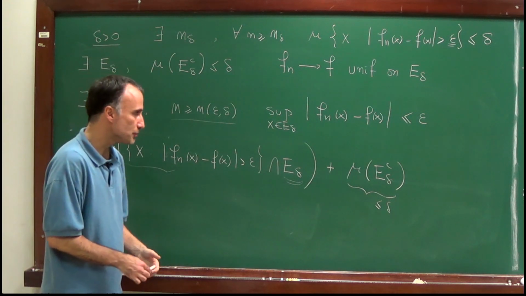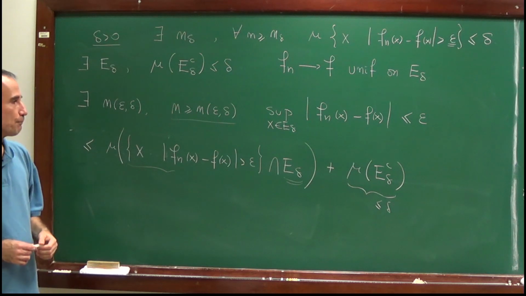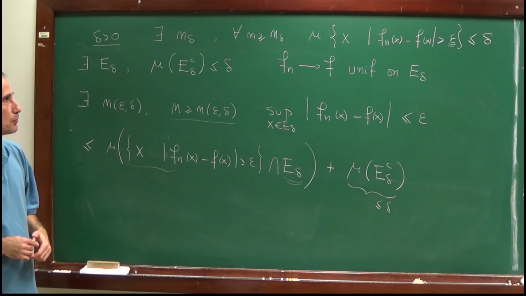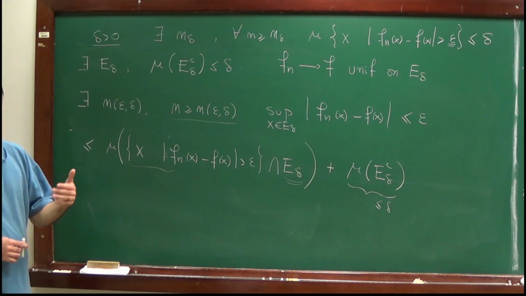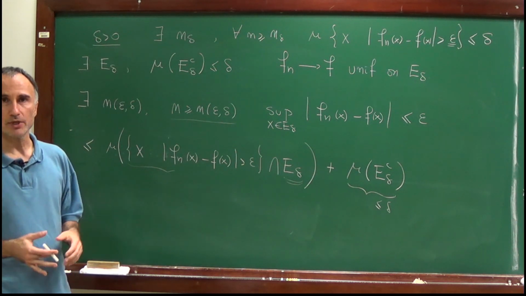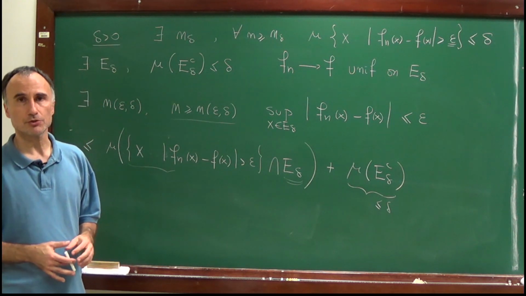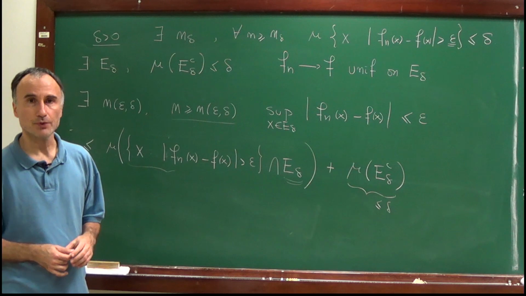So let me just recall the statement of the lemma. The lemma was asserting that if you have a sequence fn converging almost surely to a function f, and if the space omega has finite measure, then fn converges to f in measure. And this completes this lecture.